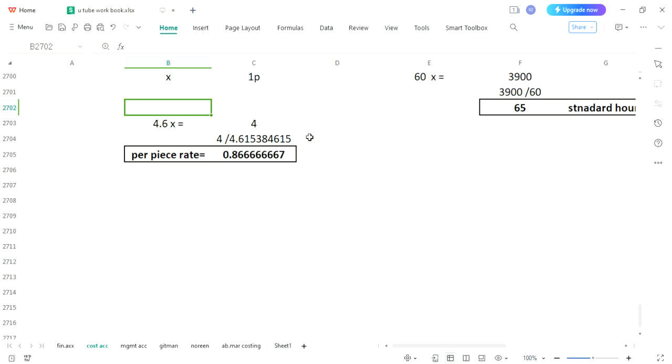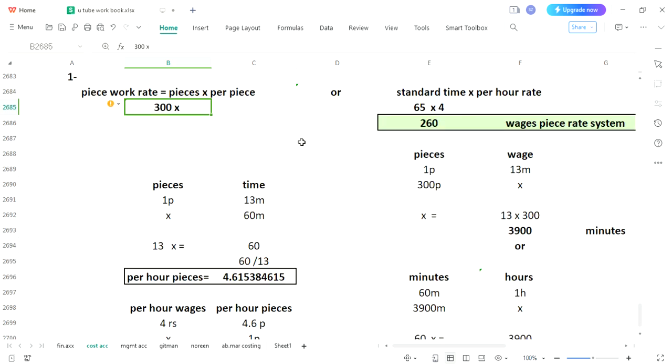Per piece rate 0.8666. So 300 would be multiplied by 0.8 and put as many 6s as you can. Statement is completed. Now you can put it on your calculator. 300 multiplied by 0.866666. Alright. Since again decimals are coming, you can put a little more sixes. Yes. So we have got our answer. Now you can see again we have calculated 260, and 260 is already present over here.